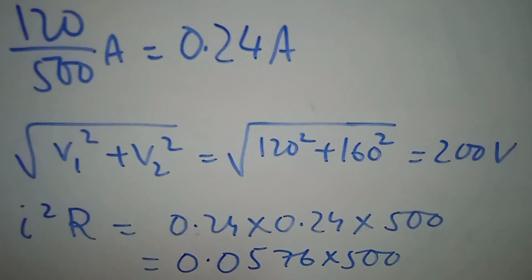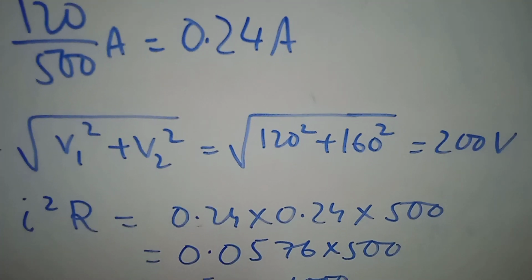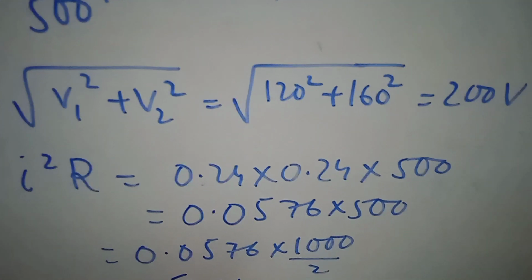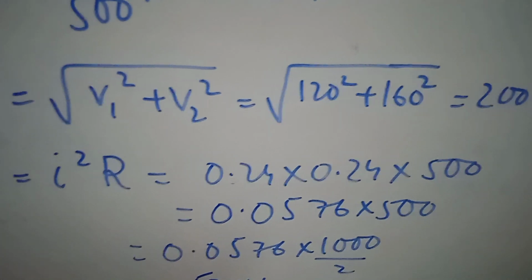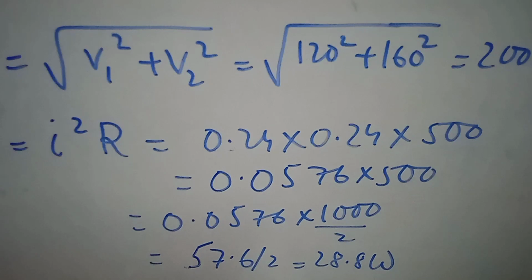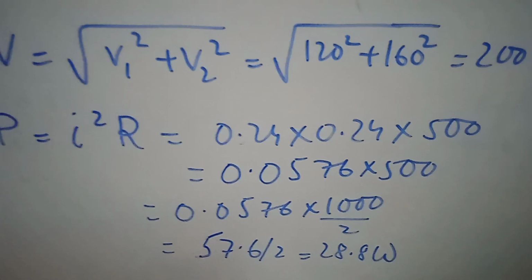So how will you do this calculation faster without a calculator? You multiply 500 by 2 and divide by 2. So we can write 1000 divided by 2 into 0.0576. So you can write 57.6 divided by 2. So it is 28.8 watt.